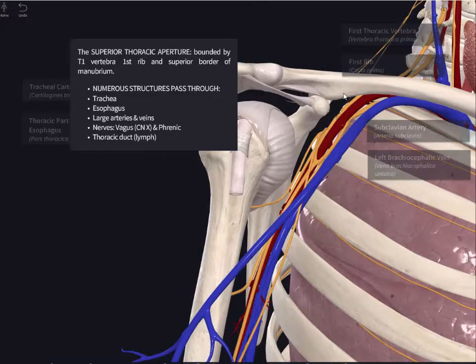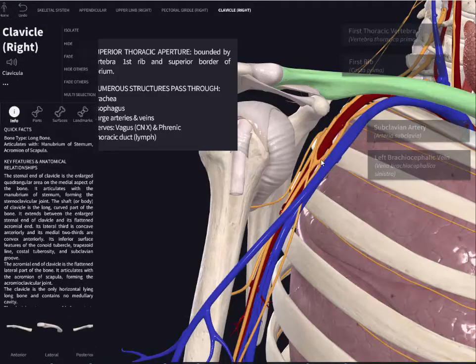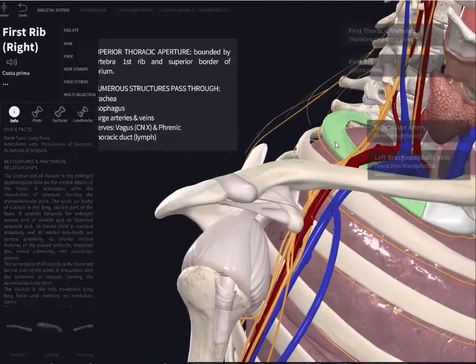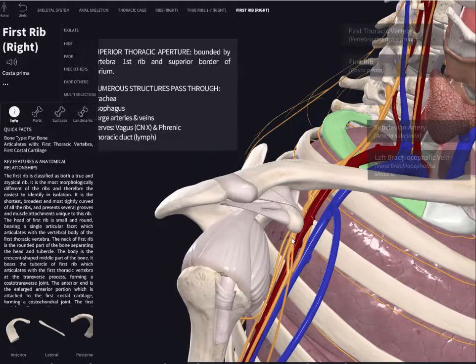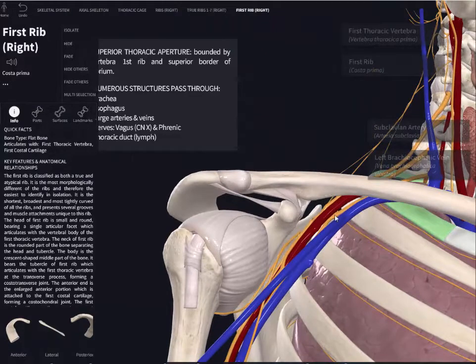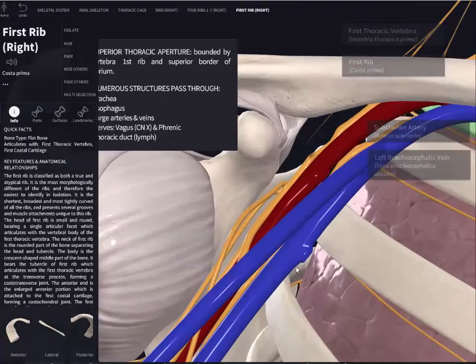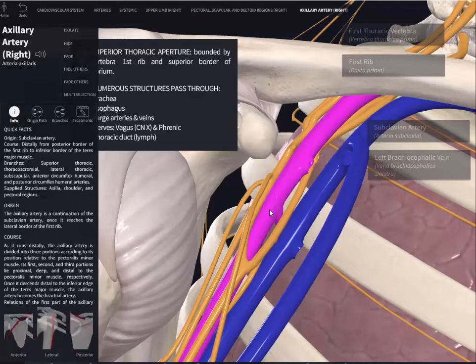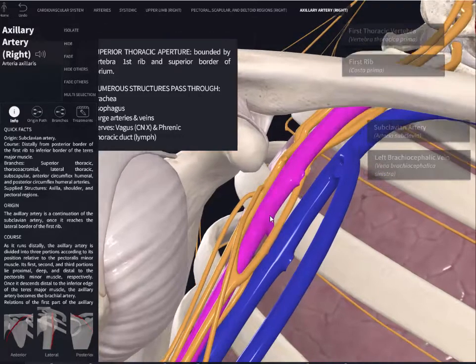However, the boundaries would be your clavicle, the first rib, again, which we can see up on top, the superior border of the scapula, which we have here. So the superior border of the scapula would be running along here, and passing through the axilla, as you can see right here, are going to be these nerves, which are all parts of the brachial plexus, the subclavian artery, which turns into the axillary artery as it enters the axilla.